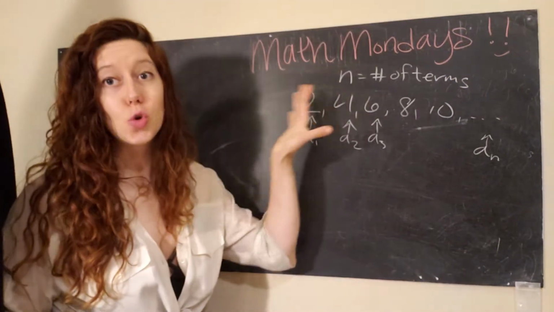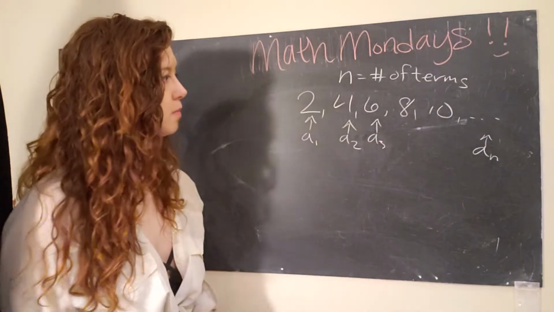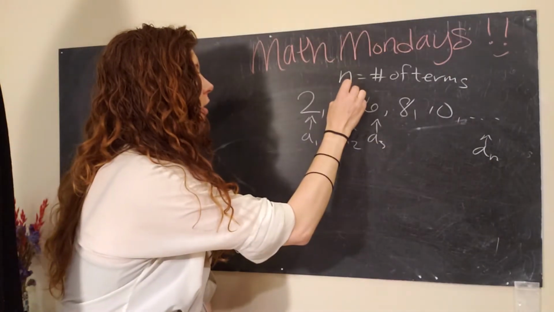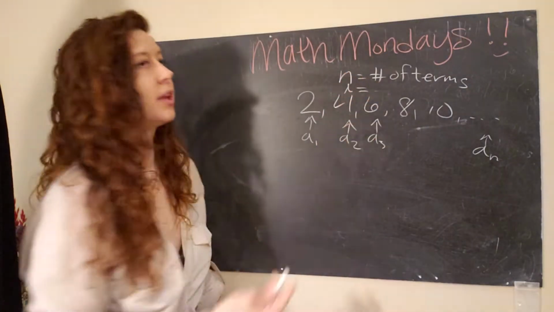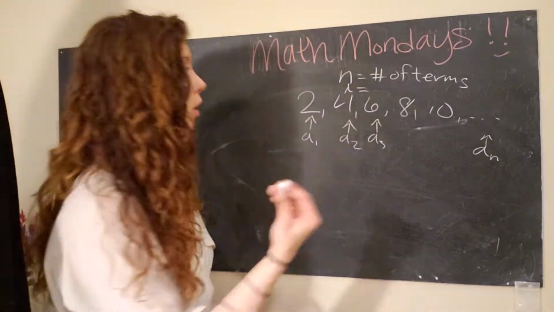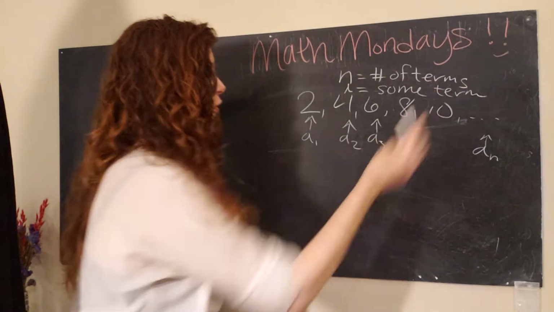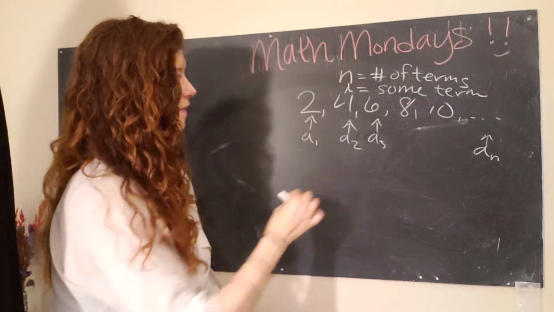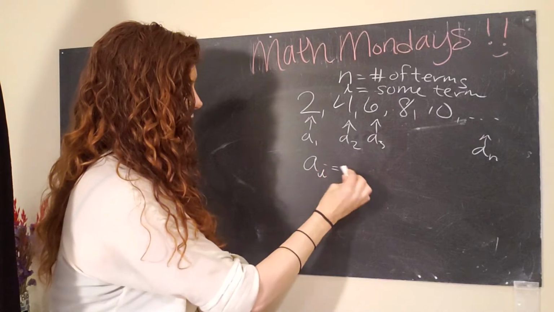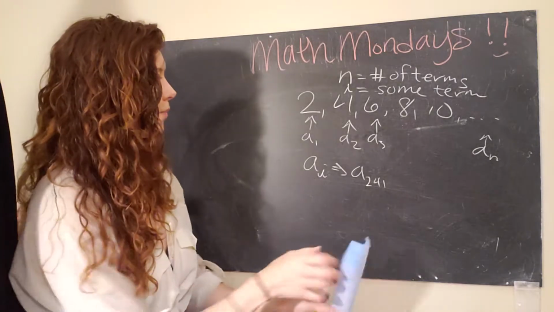I'm going to use this in 2 ways, actually. It can represent the total number of terms. And I'm going to pick a different letter. I'm going to contradict myself already. What I'm going to say is that I is a particular term of interest. So we'll just say that it is some term. For example, if I was interested in the 241st term, I could say that a sub i would be a sub 241.